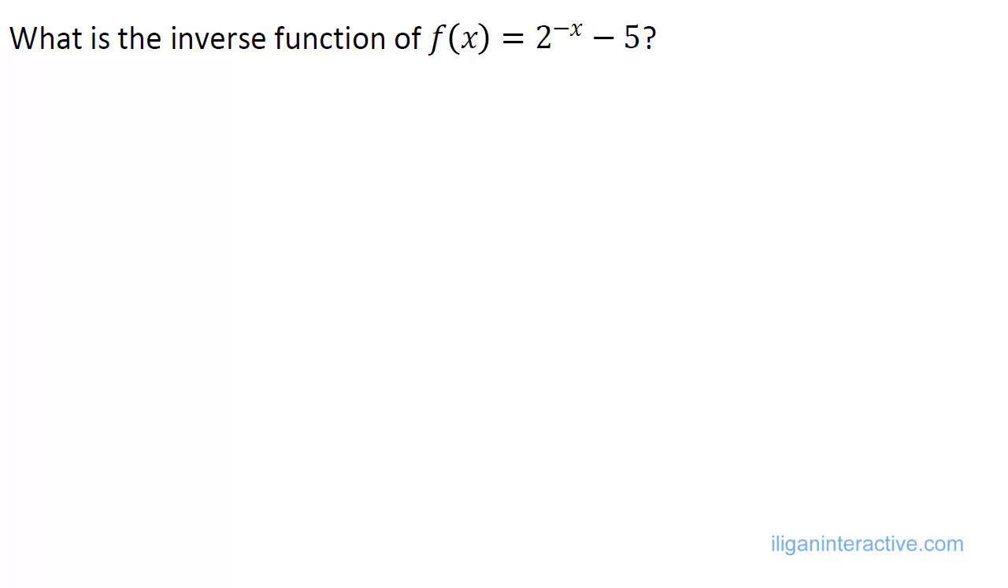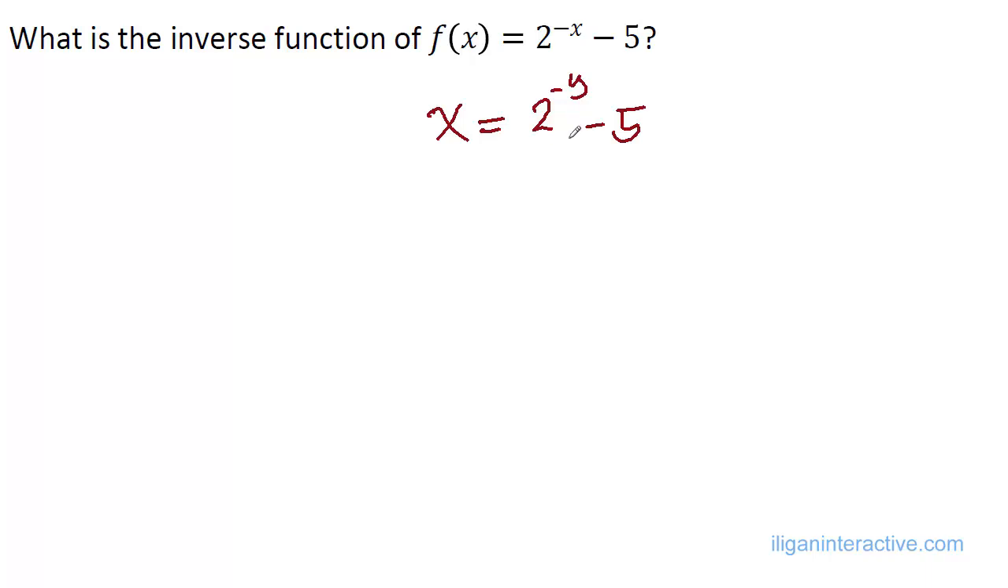Okay, the problem asks us to find the inverse of the function 2 to the negative x minus 5. By the way, in finding the inverse, we simply swap the value of x and y, assuming here that f of x is the y, and then solve for y. In this case, it will be x is equal to 2 to the negative y minus 5, okay? And then we try to find the value of y.